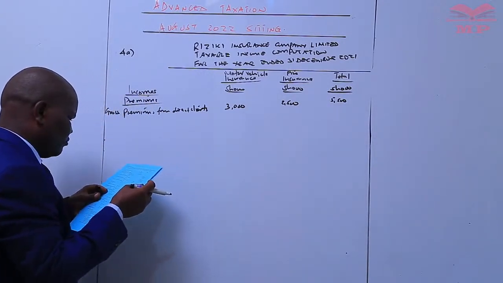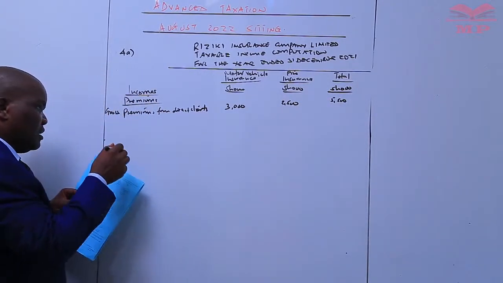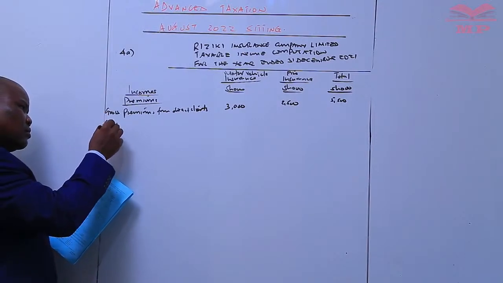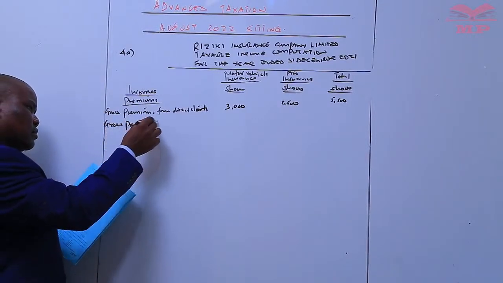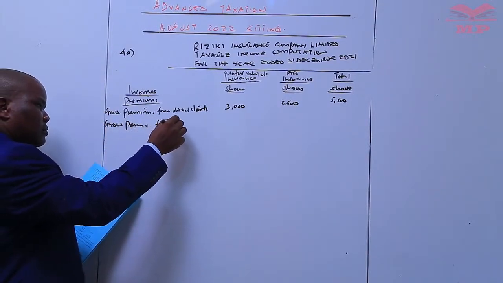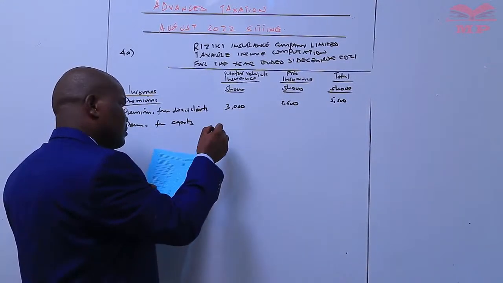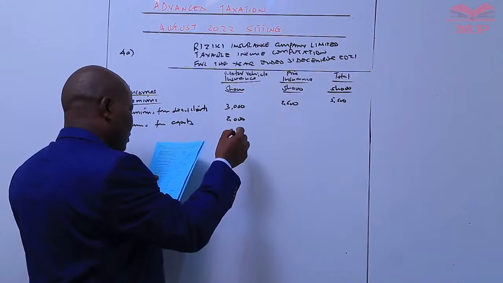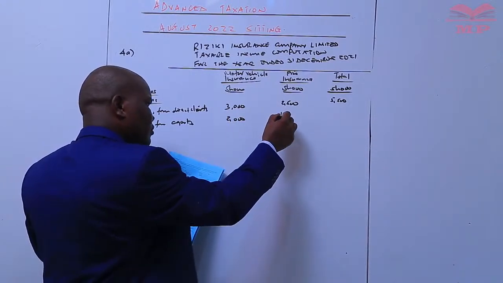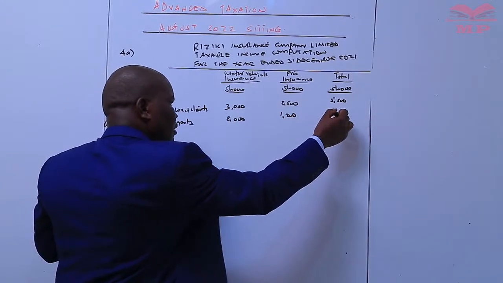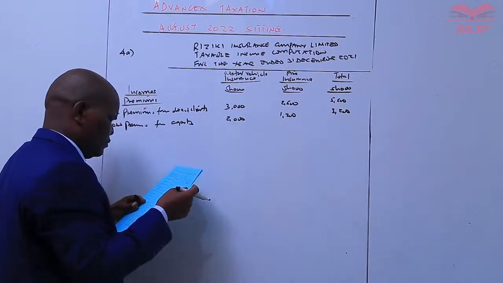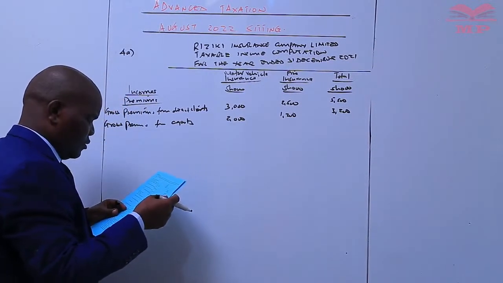Next, we have gross premiums received from agents. So gross premiums from agents. Motor vehicle is 2 million. Fire is 1.2 million. That should be 3.2 million.